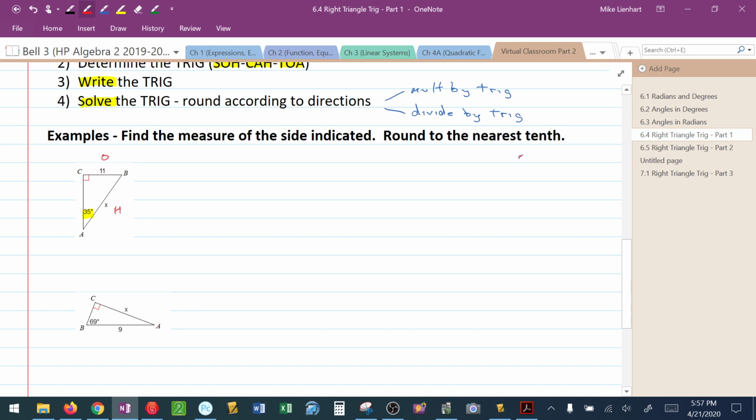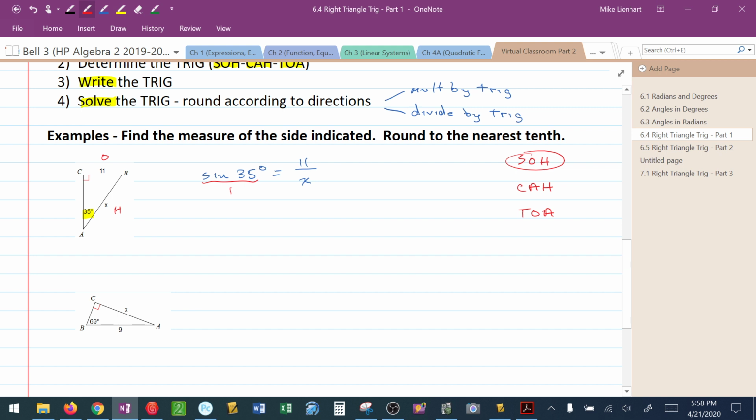Let me just write it down so we've got a little reference here. SOHCAHTOA. Based on knowing O and H, that tells me that the sine function is the one that we're going to use. We write the trig. The sine of 35 degrees is equal to the side opposite divided by the hypotenuse. So if I cross multiply, remember this is over 1.